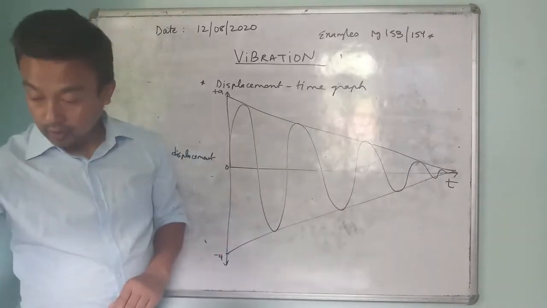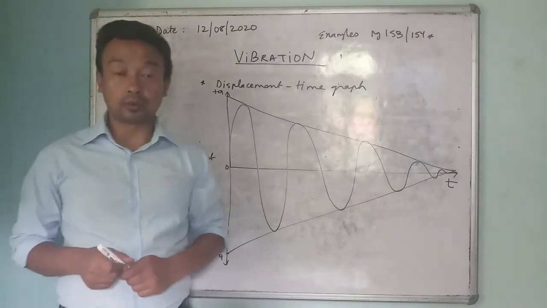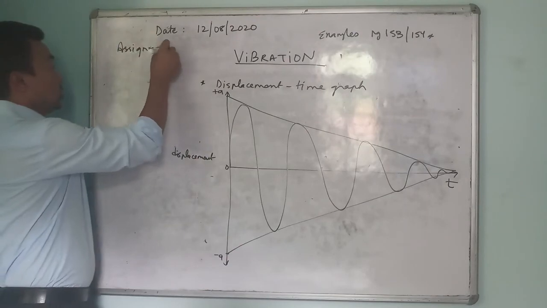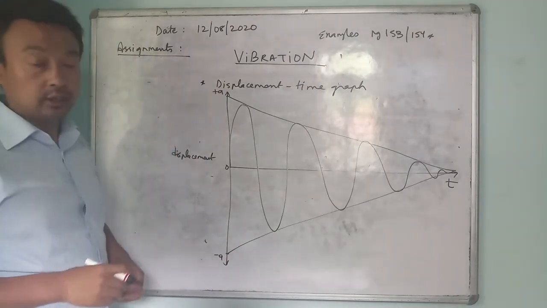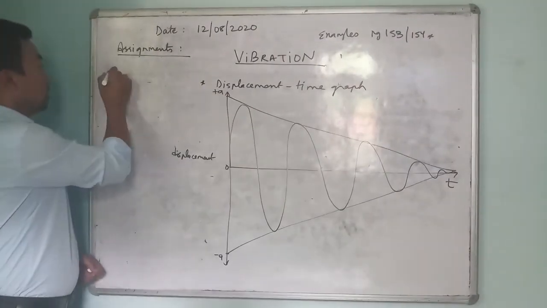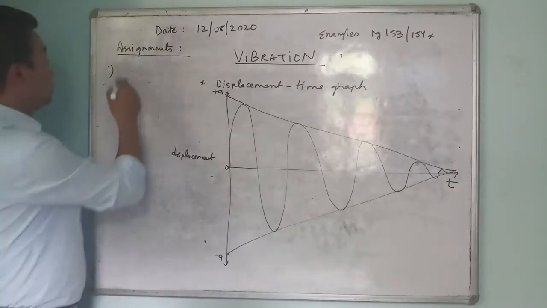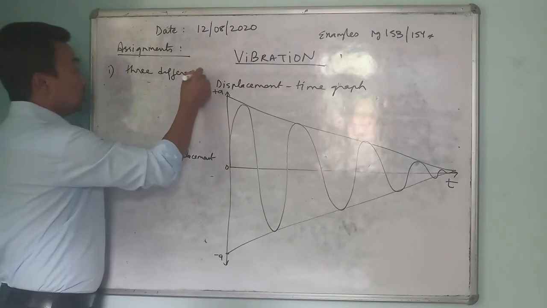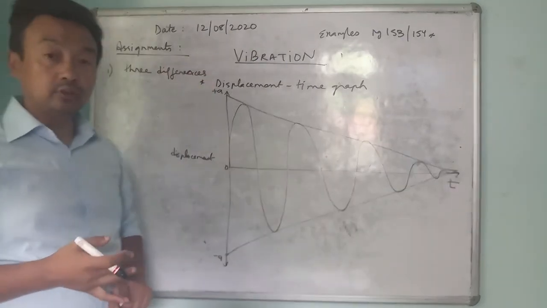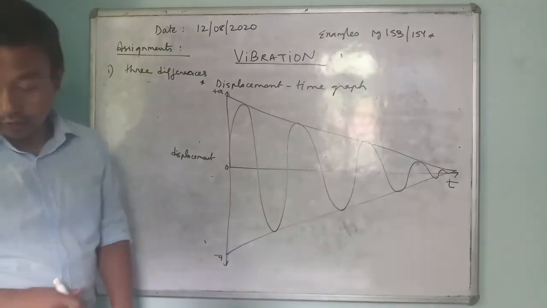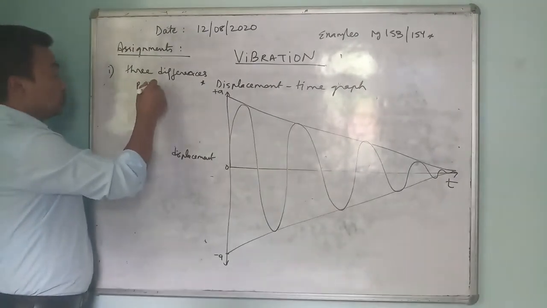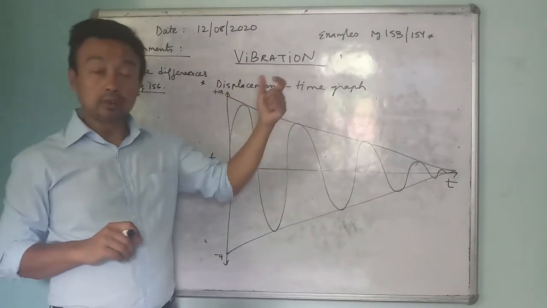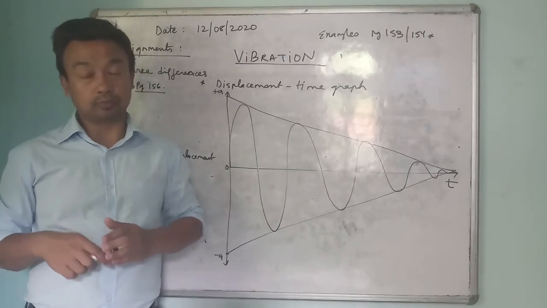Now what you do is, I'll give you one small assignment. Please all of you do this assignment from the textbook. Number one is, write 3 differences between natural and damped vibration, and for that you can refer to the textbook on page number 156. Examples, you can give one example for the natural vibration and one example for the damped vibration.